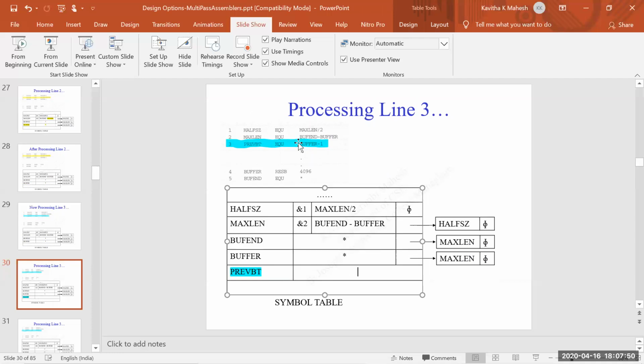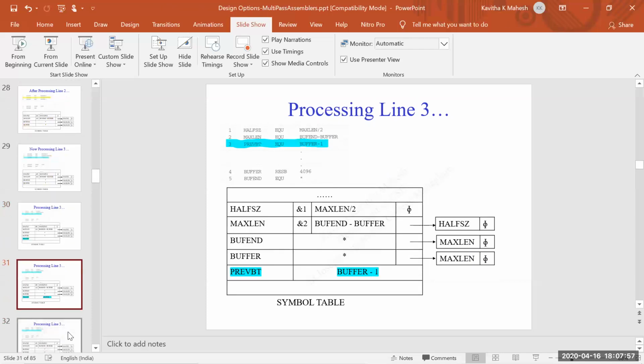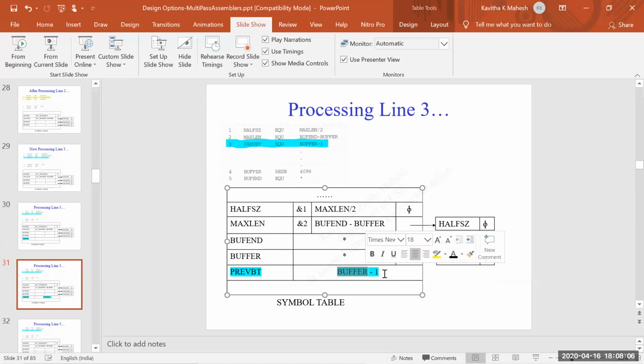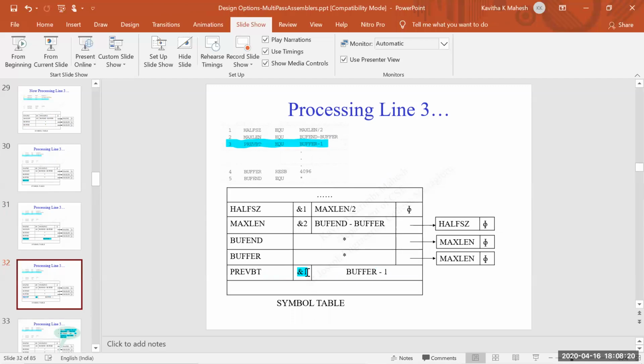And what is the value? The value is given by the expression buffer minus 1. So enter buffer minus 1 in the value field of the symbol table. It's not sufficient to just enter the value. You have to say how many symbols in the defining expression are unknown. How many symbols are unknown here? One is a constant. Only one symbol is unknown, that is buffer. So you need to keep this information in the second column. I show it in the next slide. One symbol in the defining expression is unknown, which is buffer.